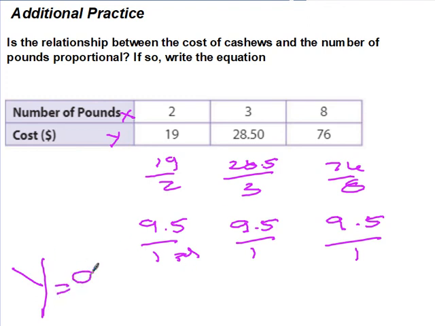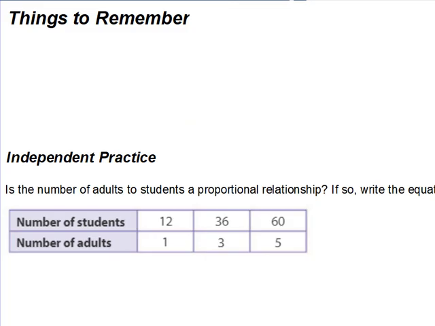So now, if I can write the equation, my answer was 9.5 for every division. So my equation is $9.50 per pound. That X, we know, represents number of pounds. And the Y was the total cost. Okay. That's it.